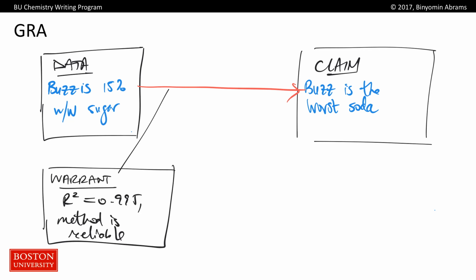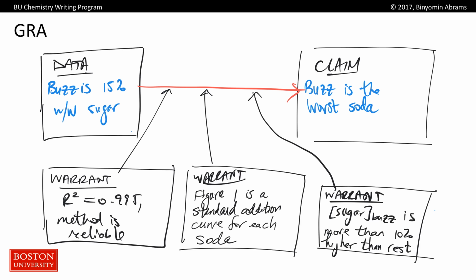One warrant that we might use is to look at the standard curve that we used for calculating our sugar concentration and say that because R squared is so large, that method is reliable. Here we've added another two warrants. One is discussing the standard addition curves that were used to determine the percent sugar, and the third is the percent sugar, or the concentration of sugar in Buzz, is more than 10% higher than the rest.